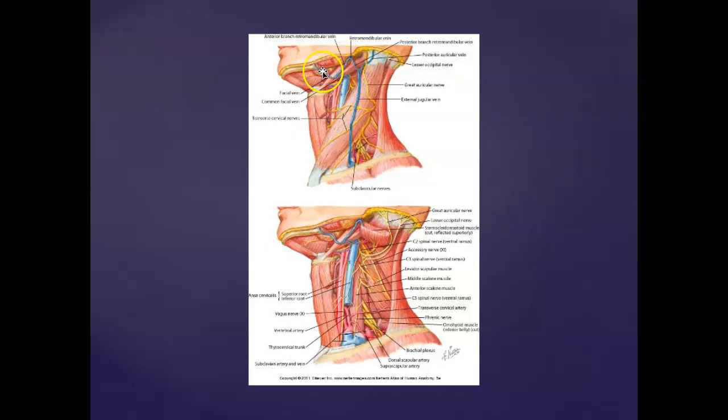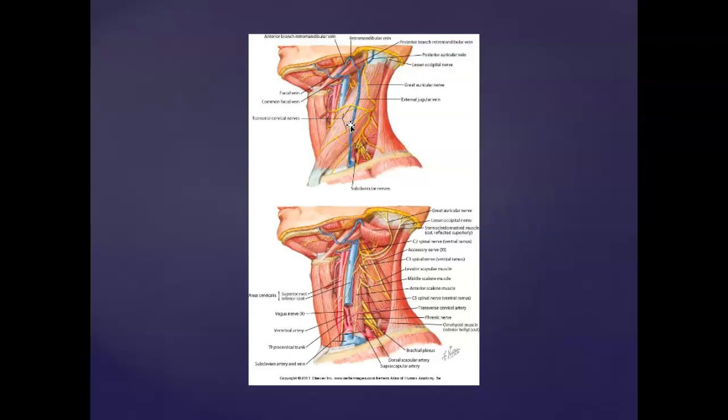I'm sorry, I screwed that up, didn't I? I pointed at this one. The facial vein is actually going to drain into the external jugular vein, which is superficial to the sternocleidomastoid. Internal jugular is going to be deep to sternocleidomastoid. So here you can see the deep one. Superficial, we've cut off already. So here's the facial vein draining into the external jugular vein.